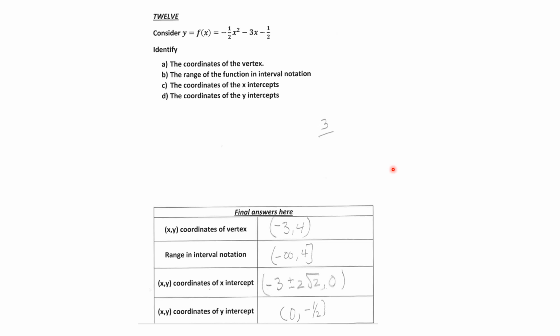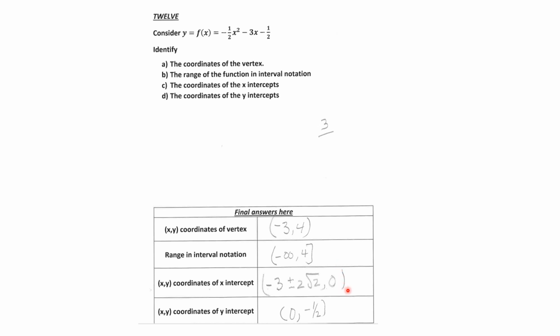Number 12, you had this quadratic. I asked you questions about the graph. The vertex is going to be at minus 3, 4. The range is going to be minus infinity up to 4, including 4, because it opens downward.